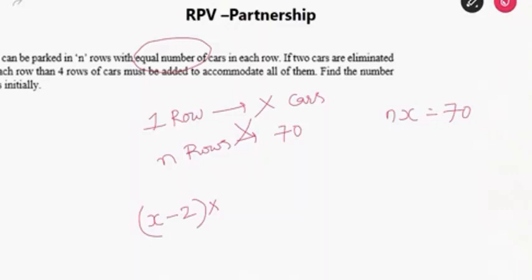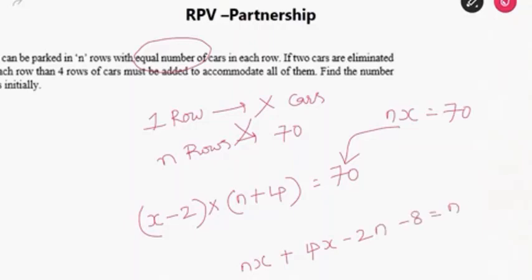4 rows of cars must be added. Previously there were n rows. Now 4 rows additionally must be added, which must be equal to your total number of cars, 70, right? The number of cars hasn't increased. Now see here, in the place of 70, substitute nx. Now what will you get? (n minus 4)... nx plus 4x minus 2n minus 8 is equal to nx.